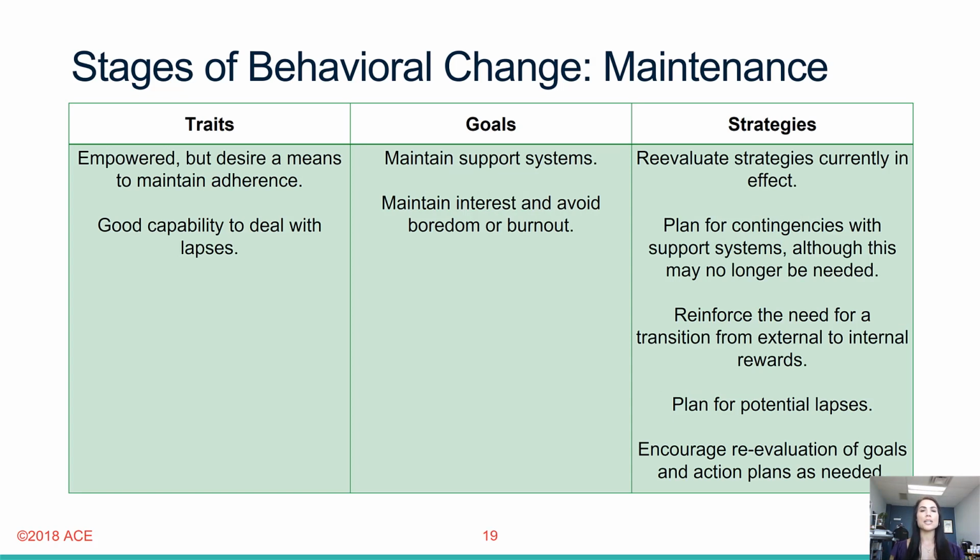Now, this last stage is maintenance. And when we say maintenance, this is typically someone who's been doing the behavior for 6 months or more. And so that's the difference between action and maintenance. Maintenance is kind of 6 months and more.